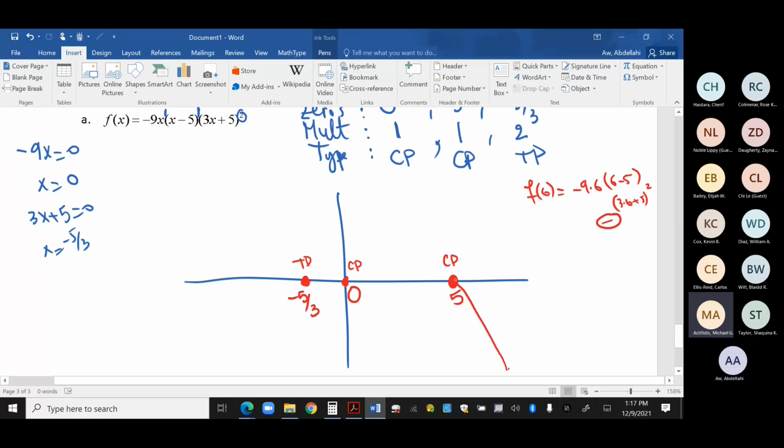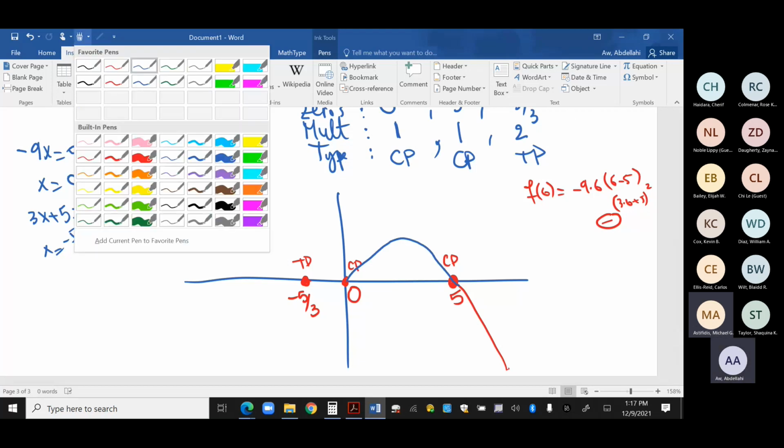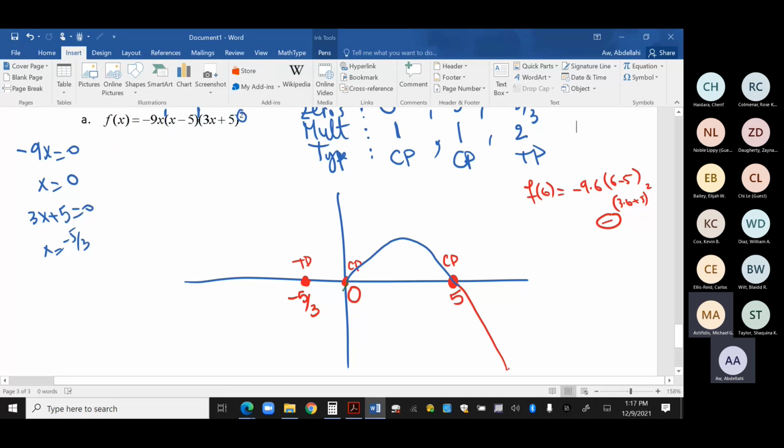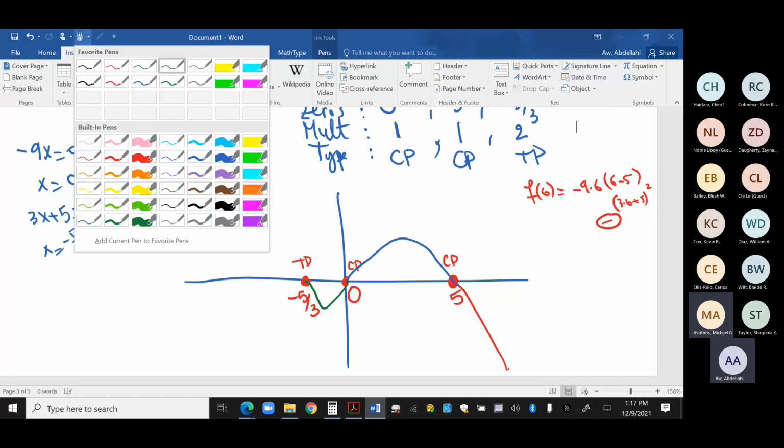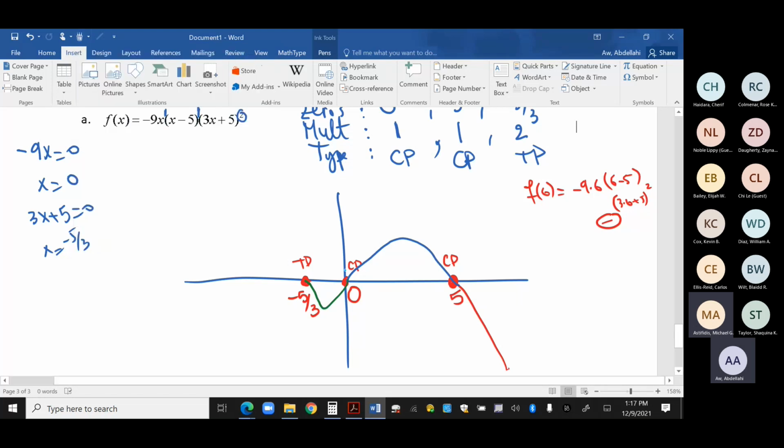x-axis, right? Now, since 5 is a cross point, my graph will actually cross, and then come down to 0. Since 0 is a cross point, my graph will keep crossing. It's going to cross and come down to this. Now, since this one is a turning point, my graph is actually going to turn away, right?